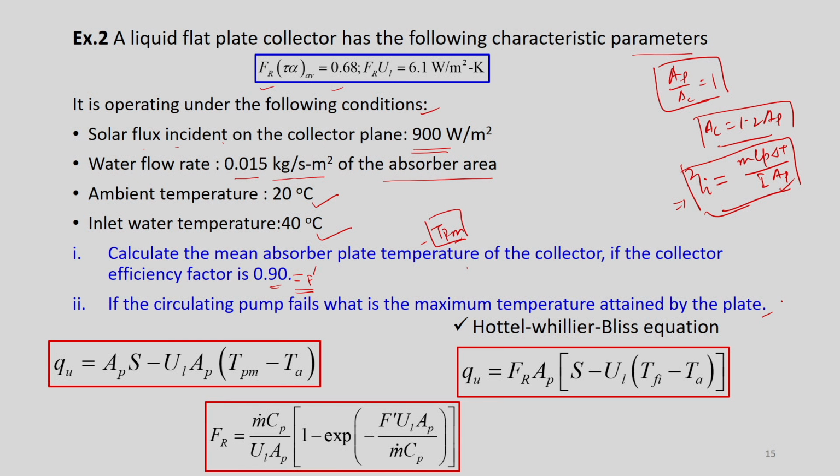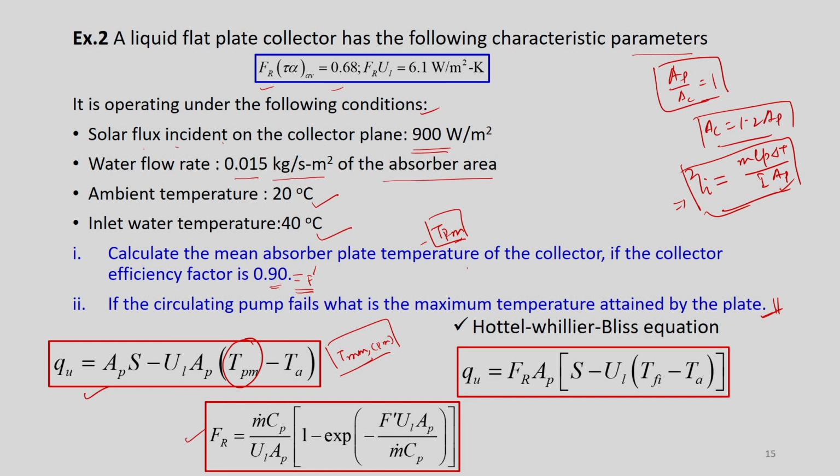It may so happen that the temperature rise is very high. Under that condition your material may get damaged. For that condition we need to find out what the maximum temperature will be if the circulation pump is not working. We can use this expression for calculation of different parameters. So, we need to calculate TPM, and then the maximum temperature, Tmax or Tmax PM, also we need to calculate.